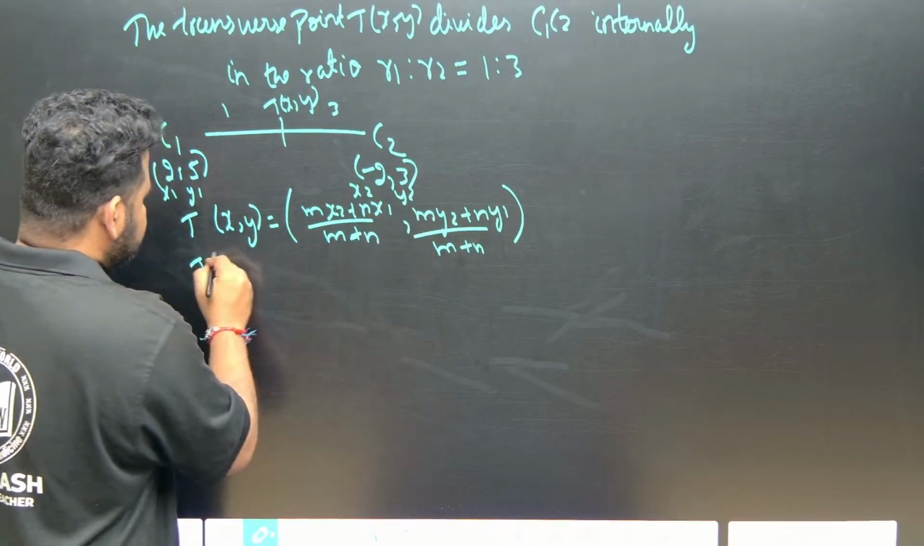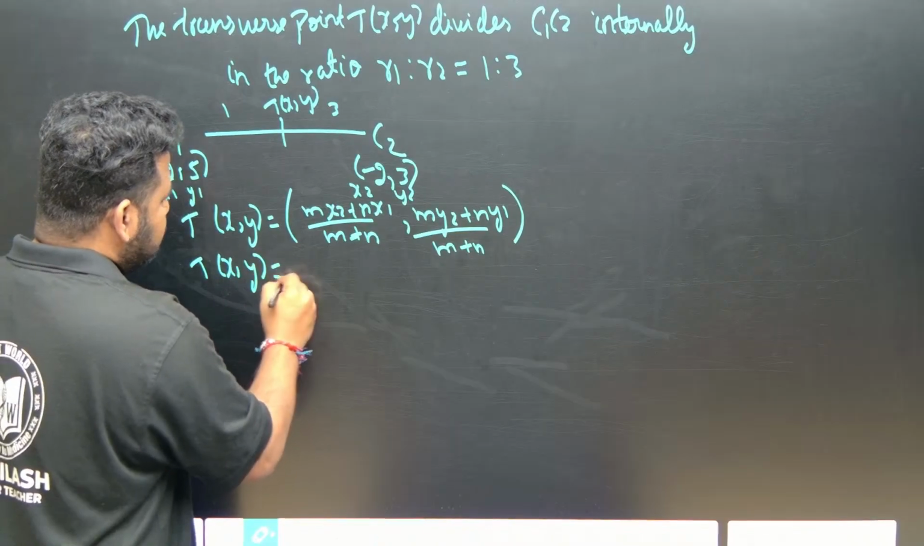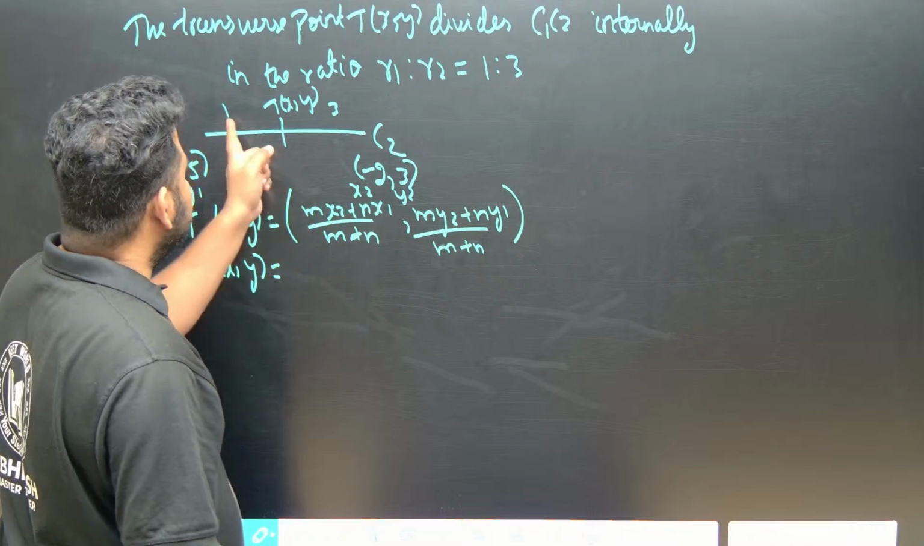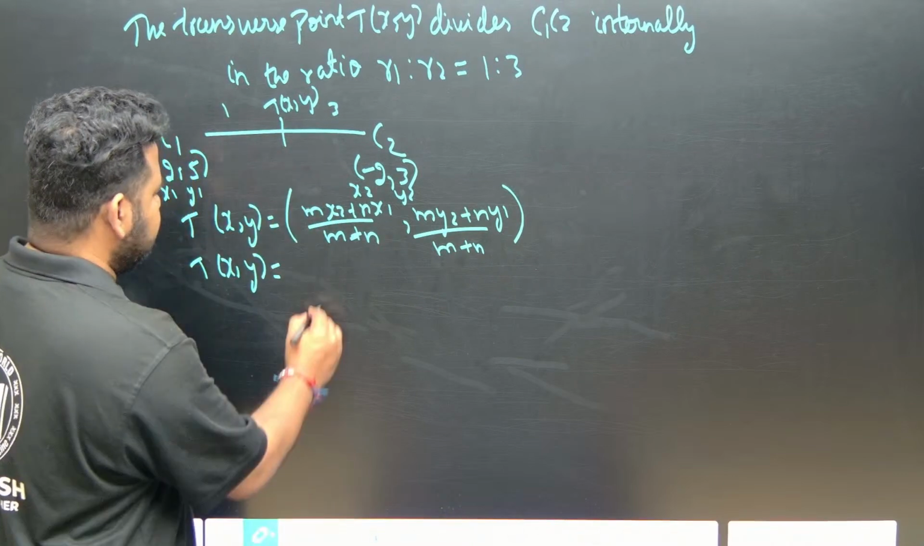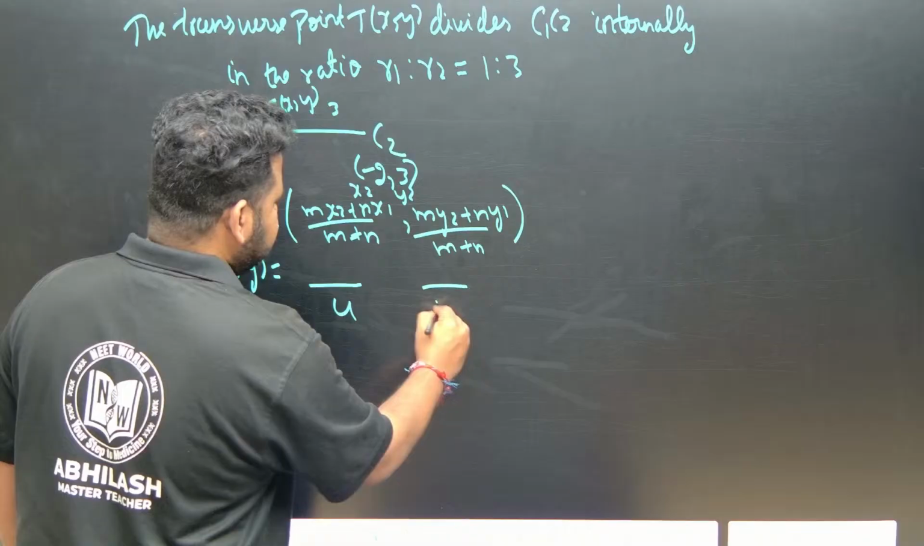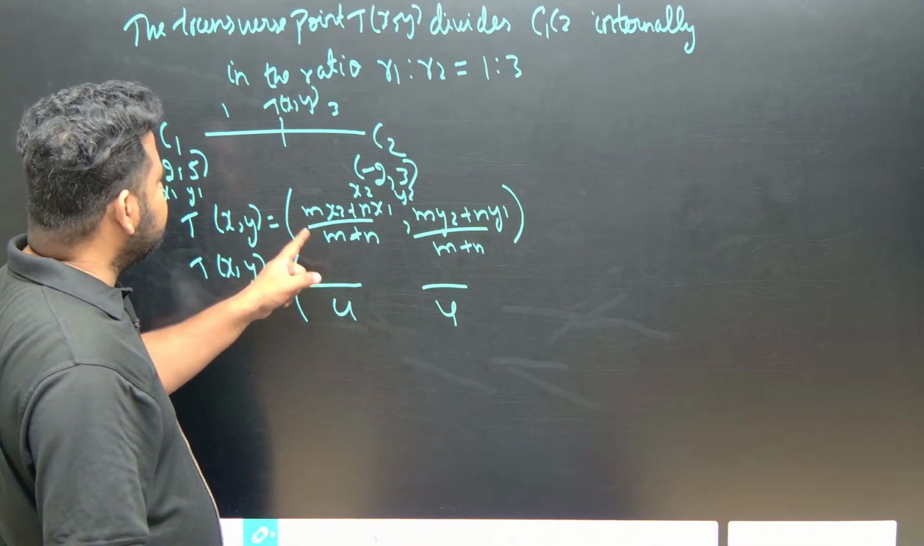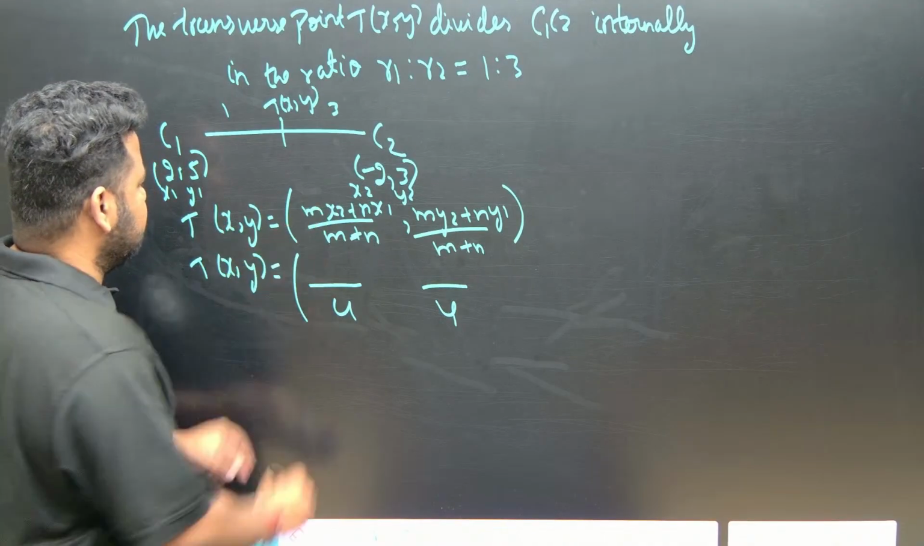Let us put the values. T of x comma y will become equal to what? So m is what here? M is 1, n is 3. So this will be 3 plus 1, 4. This is also 3 plus 1, 4. So what we will have here? See here, 1 into x2. x2 is what? Minus 2.